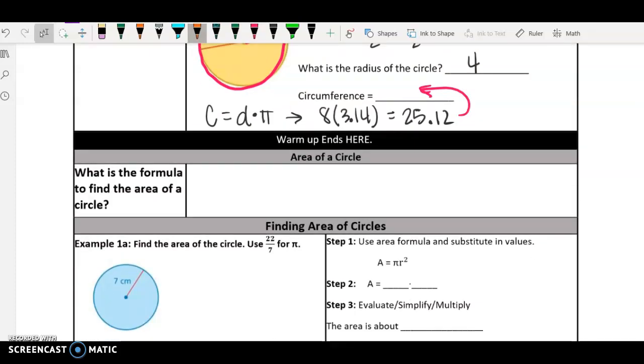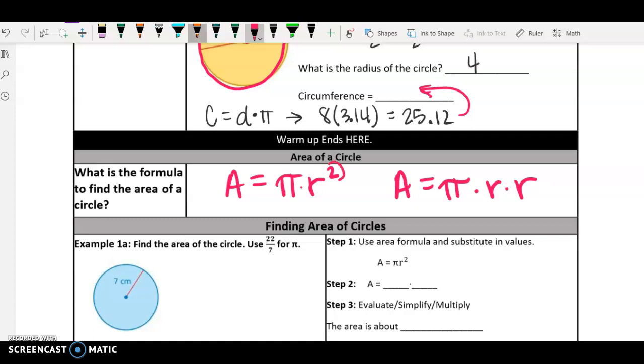Now I want to figure out how much it would take to fill in the whole thing. The area of a circle is found by A equals pi times your radius squared. What that means is not times 2. This is your area equals pi times your radius times your radius. So we multiply by our radius 2 times. This little floating 2 means that we multiply the radius 2 times.